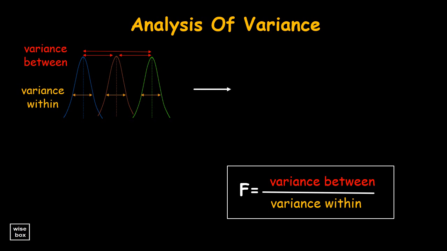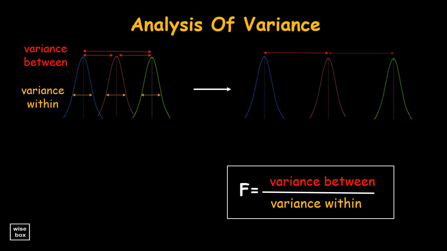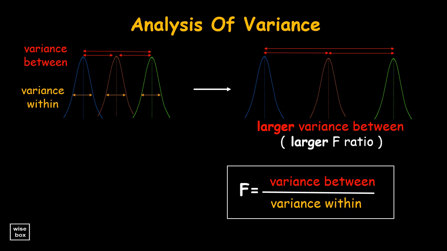If somehow the data of the curves of three different groups changed, such that the curves are further apart, this would result in larger variances between groups of data. Since the within variance is still the same, this would result in a larger F ratio. A large F is evidence to reject the null hypothesis, since it indicates that there is more difference between groups than within groups.